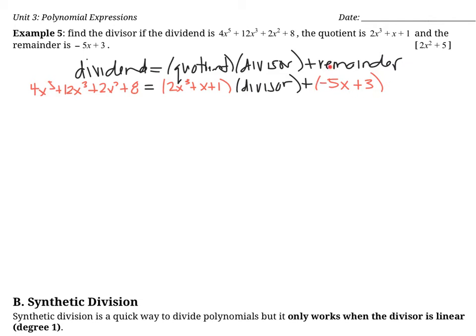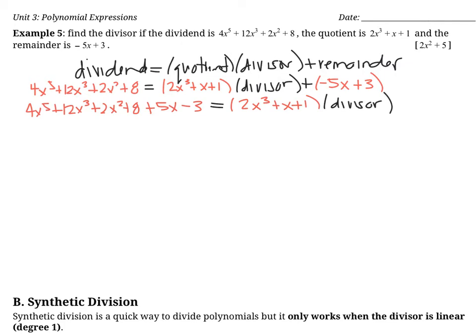So first thing, let's bring the remainder over onto the other side. So on this side of the equation, we've got 4x to the power of 5 plus 12x to the power of 3 plus 2x squared plus 8, and then we're going to have a plus 5x when we bring that remainder onto the other side, and then minus 3. And on this side, we're going to still have our quotient, which is 2x to the power of 3 plus x plus 1. And of course, our divisor that we're trying to isolate.